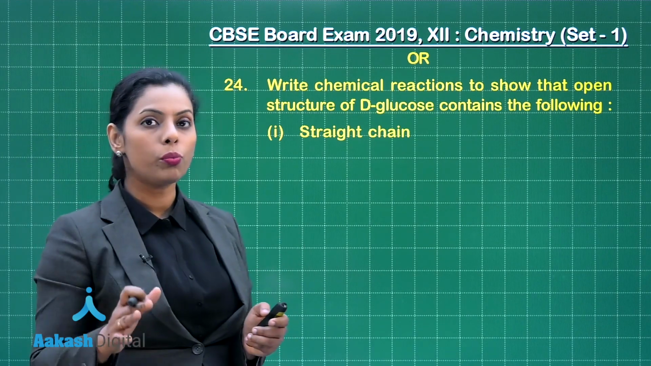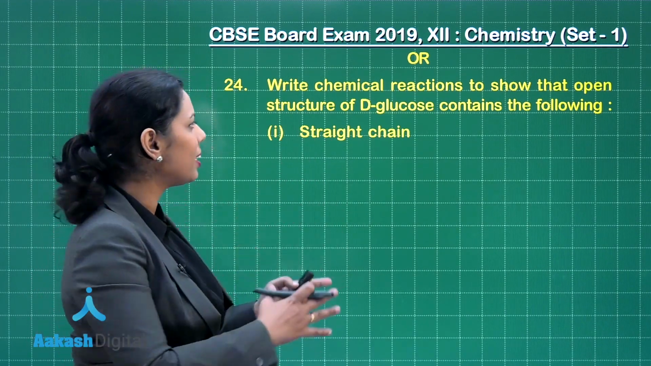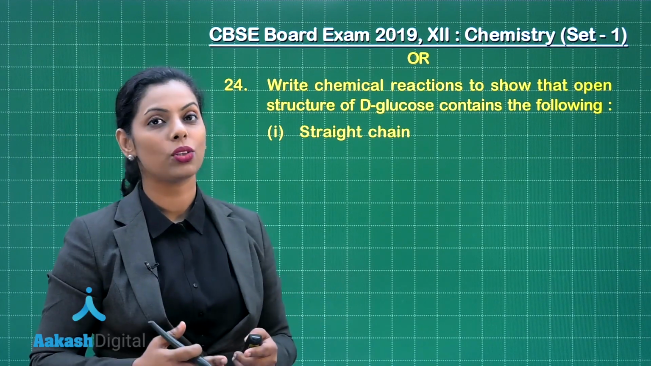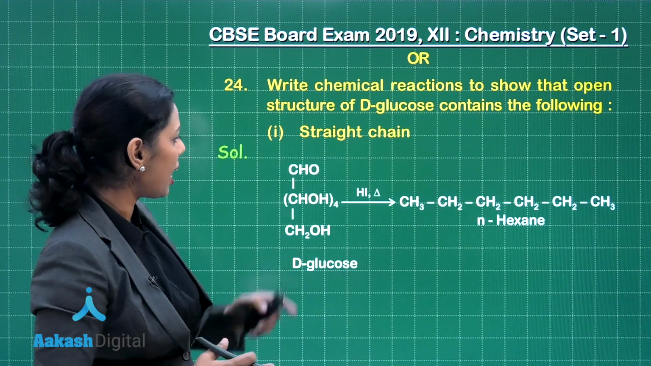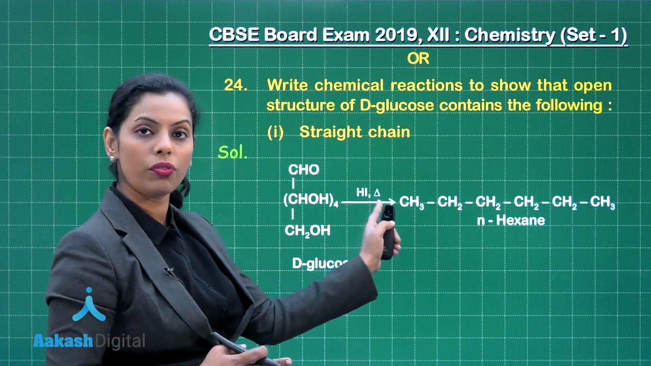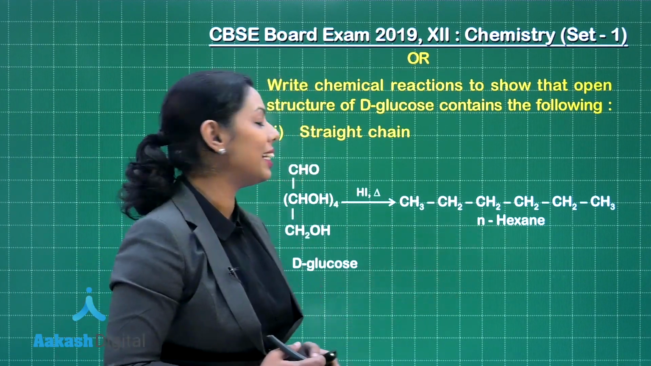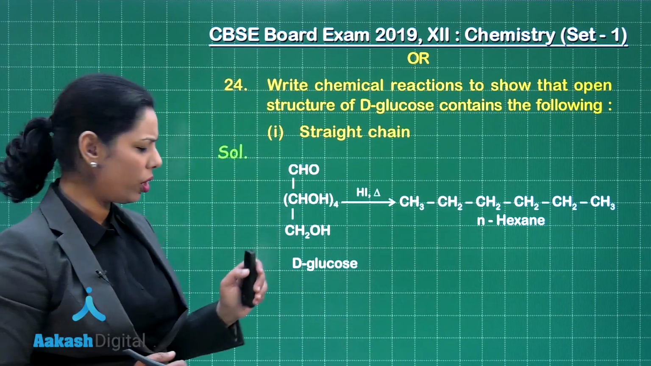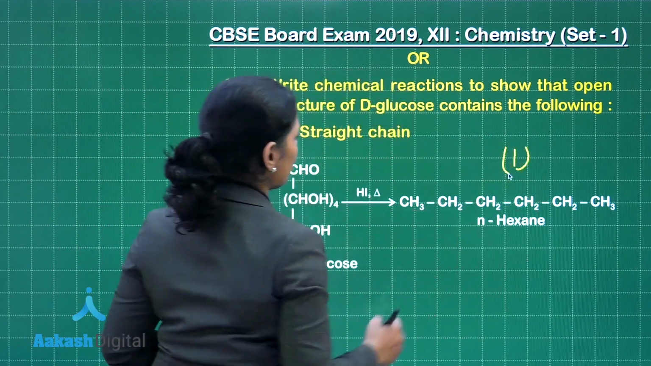First, you have to prove that it contains a straight chain. For that, you just treat D-glucose with HI, and ultimately you will get hexane. So, the reaction you have to mention is D-glucose treated with HI in the presence of heat, and you are getting normal hexane. It represents that it contains a straight chain. And if you give this reaction, you can easily get 1 mark.